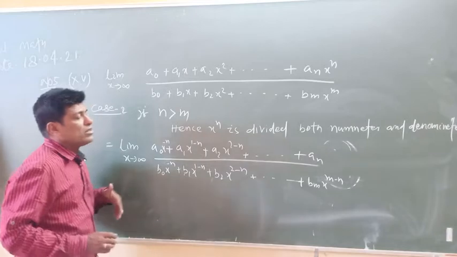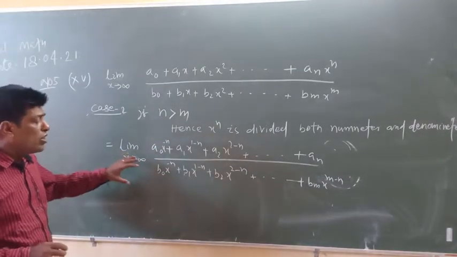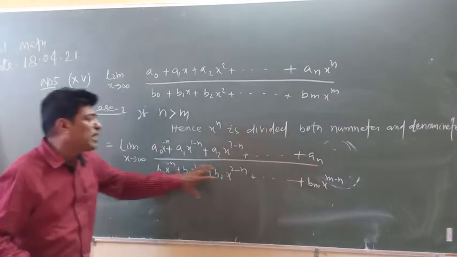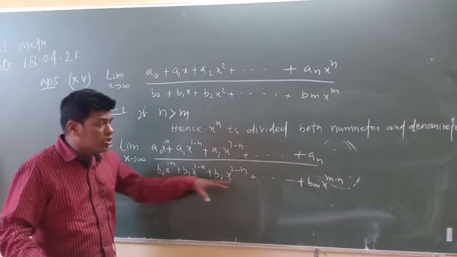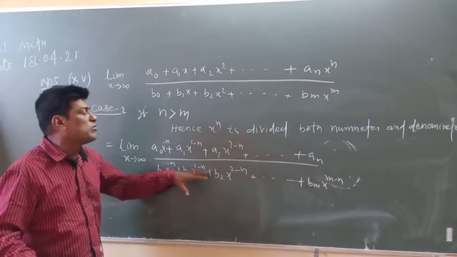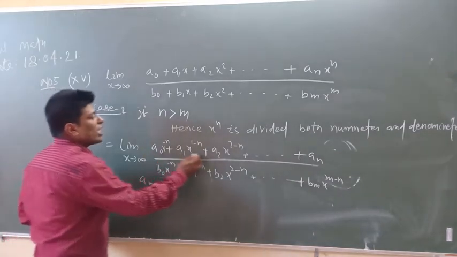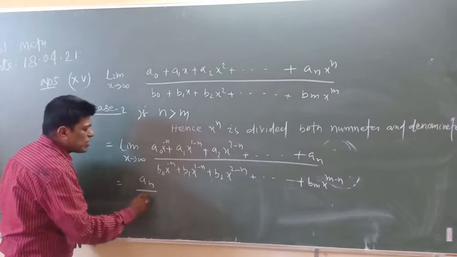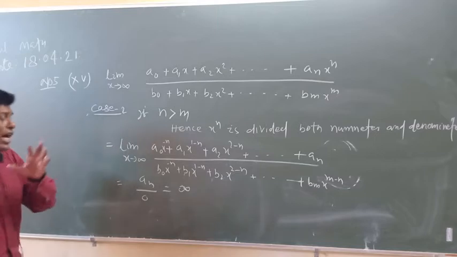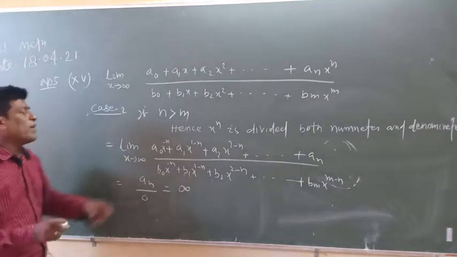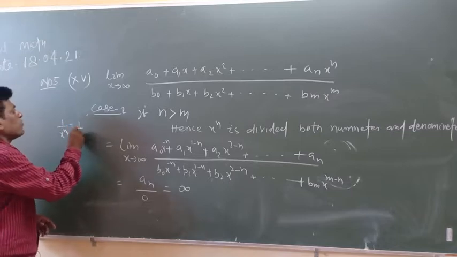If it is less than 0, then x to the power m minus n goes to the denominator side, so all the terms in the denominator become 0, because something divided by infinity is equal to 0. The numerator is now only an, because all the others are 0, divided by 0, that becomes infinite. Something divided by 0 is equal to infinite. I will tell you again, x to the minus n means 1 by x to the n, that is 1 by infinity, which is equal to 0.